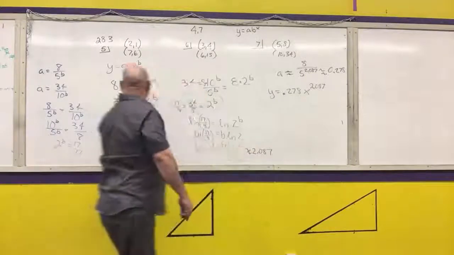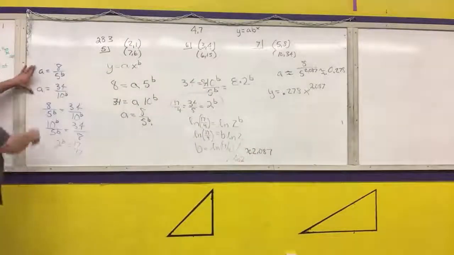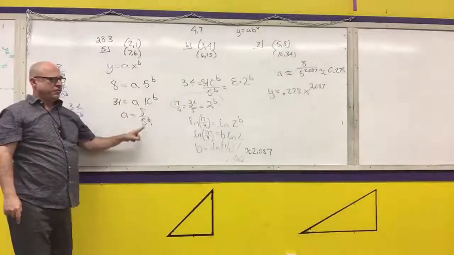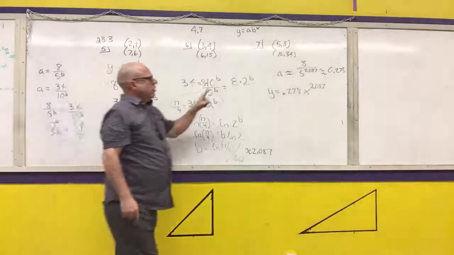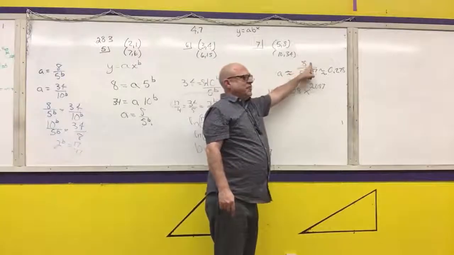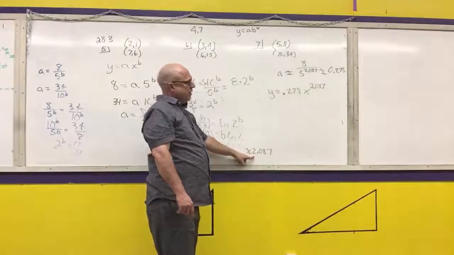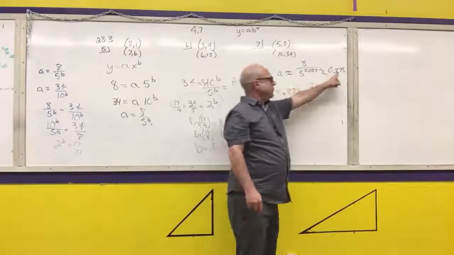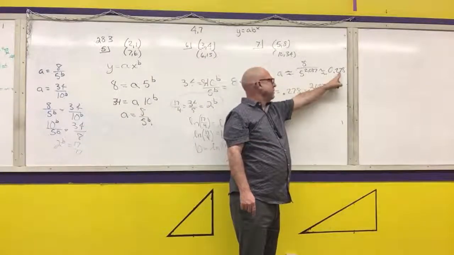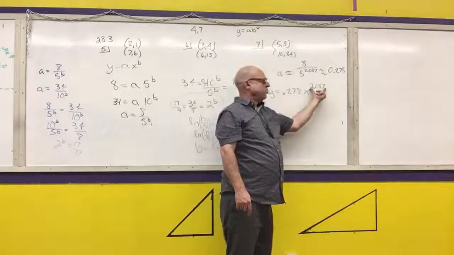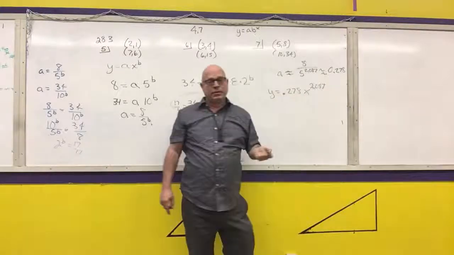Substitute that b into either one of these two equations. I substituted it into 8 over 5 to the b. So I typed in 8 divided by 5 to the answer, because this was the answer I had in my calculator, and it gave me approximately 0.278. So there's my a, 0.278, and my b is 2.087.